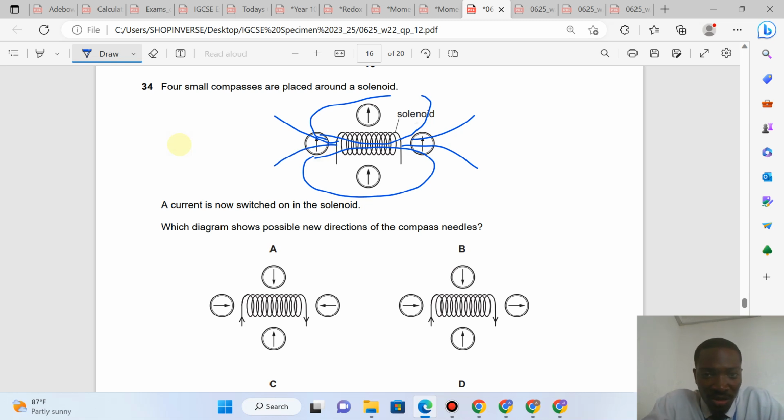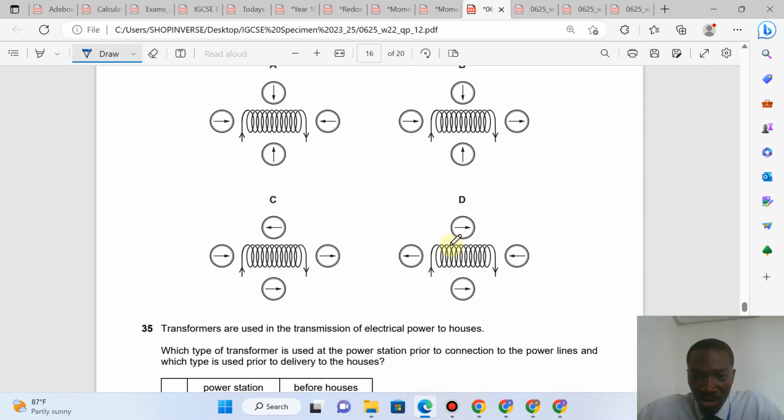So this one can never point this way. It will point in a direction that is parallel to the direction of the field. So option A is not correct. Let's go to option B. B is not correct. They are both pointing in a different direction. Option C. C looks correct. Let's look at option D. This one is pointing to the left, this one pointing to the right. That is not correct. They must point in the same direction. So option D is the only correct answer.